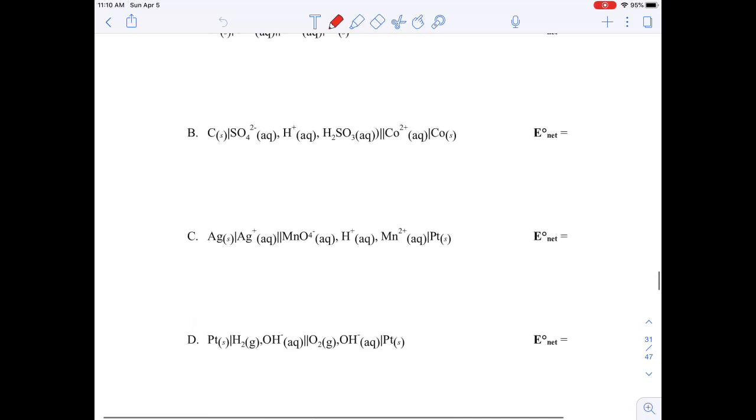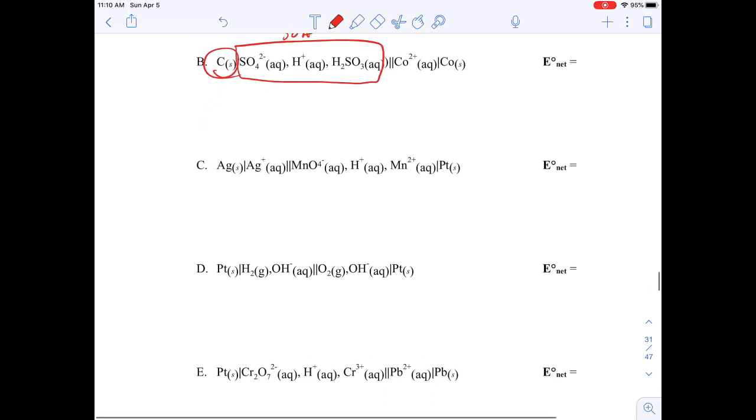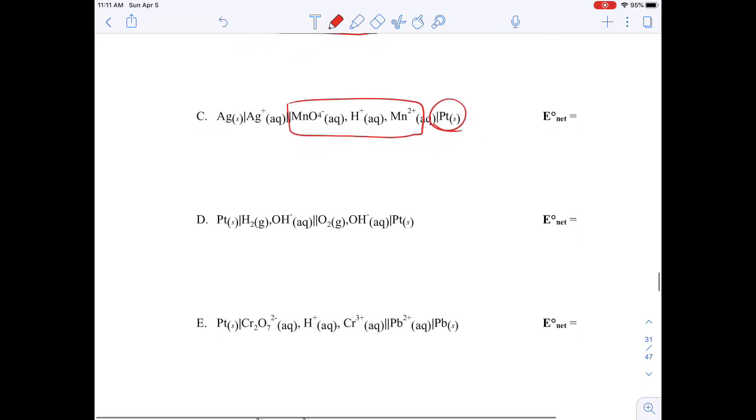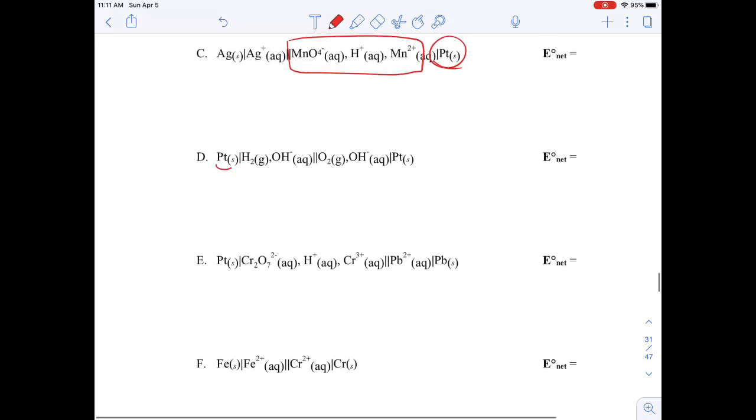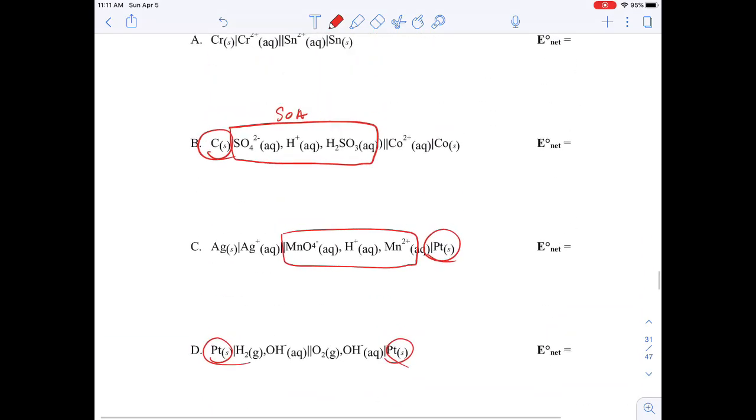I will point out that the second one has an inert electrode of carbon, because these are all aqueous, and you're going to find your strongest oxidizing agent in there. Similarly, you've got a platinum electrode here. That's an inert electrode, because in here, you're going to find your strongest oxidizing agent. So when you're seeing platinum or carbon, expect those to be inert electrodes.